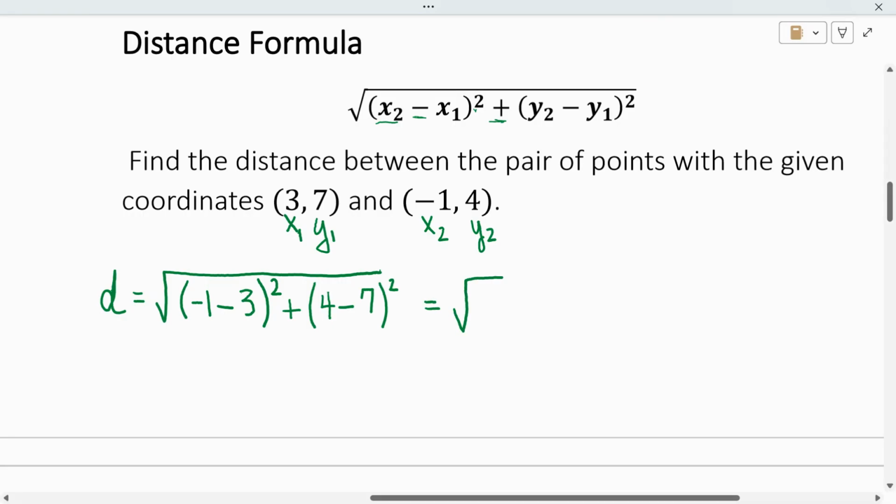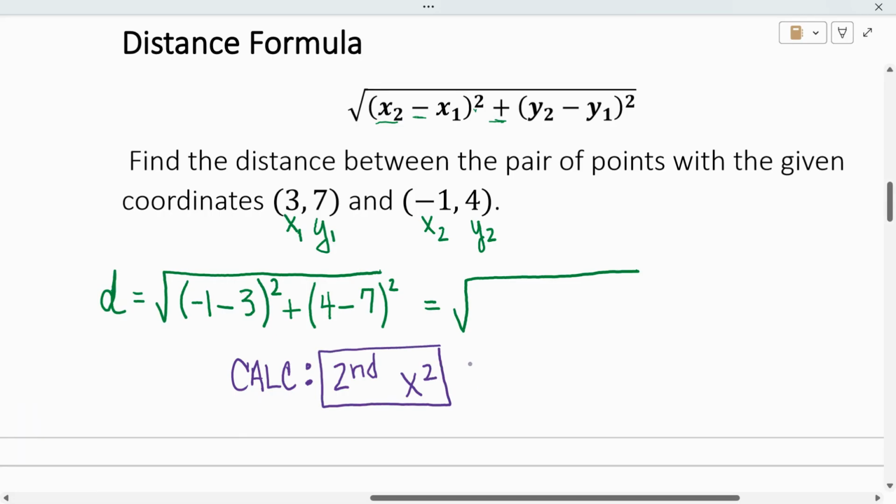All right. So you can do all of this in your calculator. So I'm going to write down some calculator buttons. How do I get the square root to pop up in my calculator? Second, and then x squared. Absolutely. And then I'm going to use parenthesis.